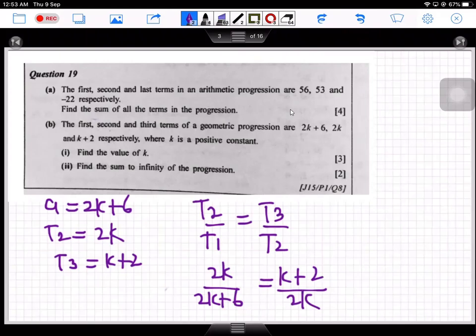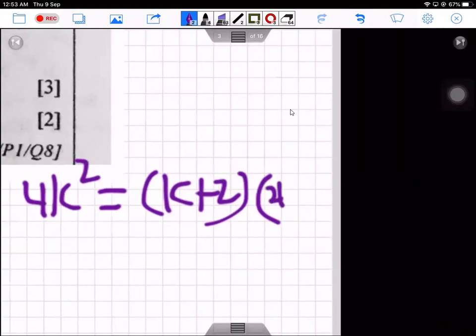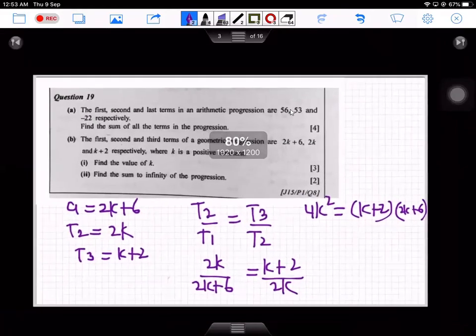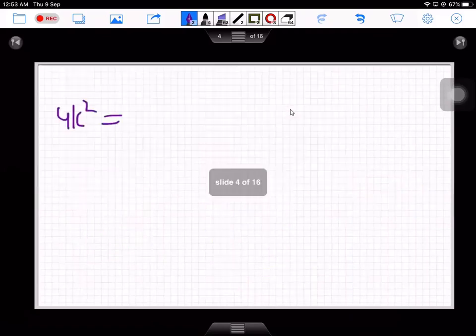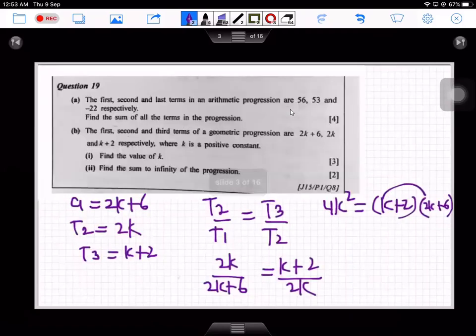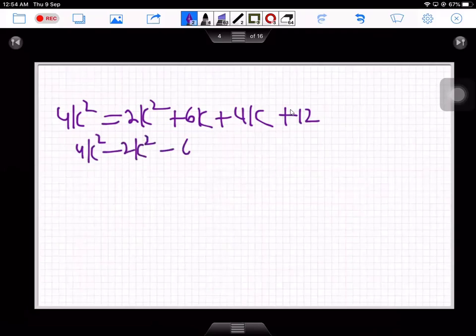So 2k into 2k is 4k square. This will be equal to k plus 2 times 2k plus 6. Just expand this completely. Let me zoom in over here a little. Now you will get a quadratic equation in terms of k. So 4k square is equal to 2k times k is 2k square, and then k into 6 is 6k, and then 2 times 2k is 4k, and then 2 times 6 is positive 12. Therefore we can say that 4k square minus 2k square minus 6k minus 4k minus 12 is equal to 0. So 2k square minus 10k minus 12 is equal to 0.